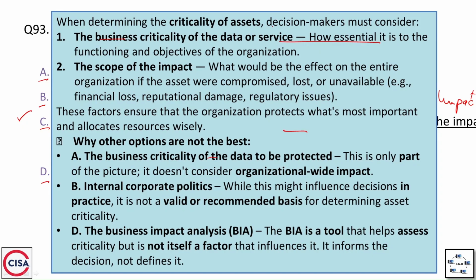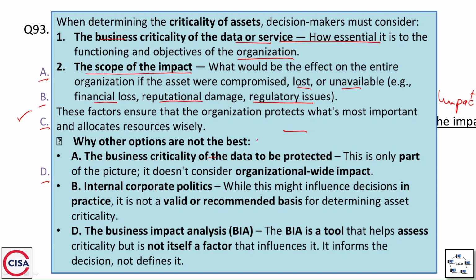So, when determining the criticality of assets, decision makers must consider number one, the business criticality of the data or service, that is, how essential it is to the functioning and objective of the organization. Number two, the scope of the impact. What would be the effect on the entire organization if the assets were compromised, lost, or unavailable? For example, financial loss, reputational damage, or regulatory issues. These factors ensure that organization protects what's most important and allocates resources wisely.